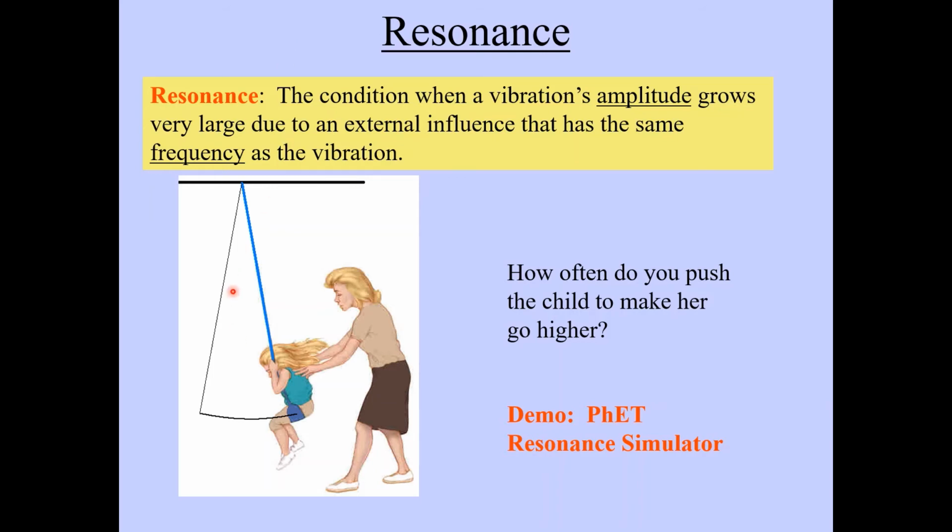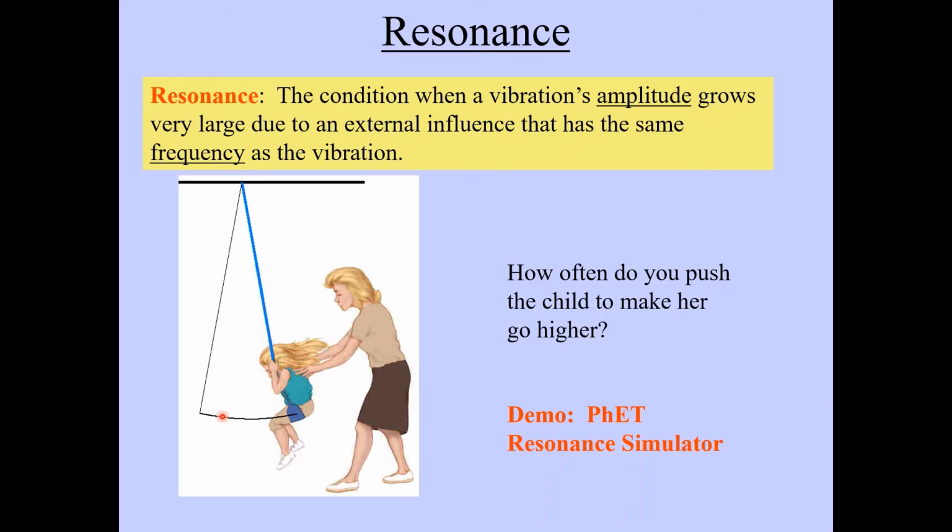So one example that makes this very clear is to think about how you push a child on a swing. The swing has a natural frequency that it wants to swing back and forth. And you can see here that the swing is just a pendulum. Here's the mass of the pendulum, which is the child, and the rope or the cable or the chain that the swing is attached to is the length of the pendulum.